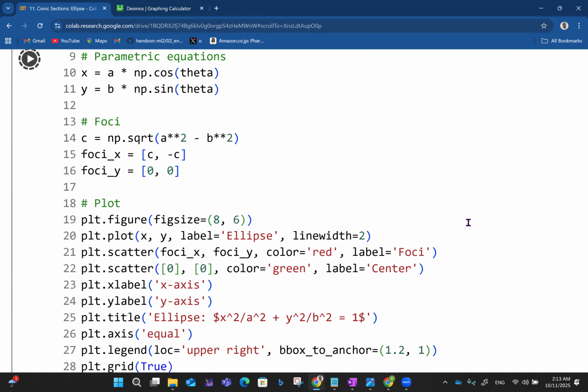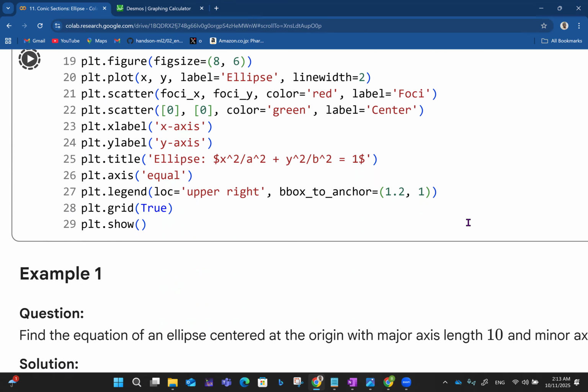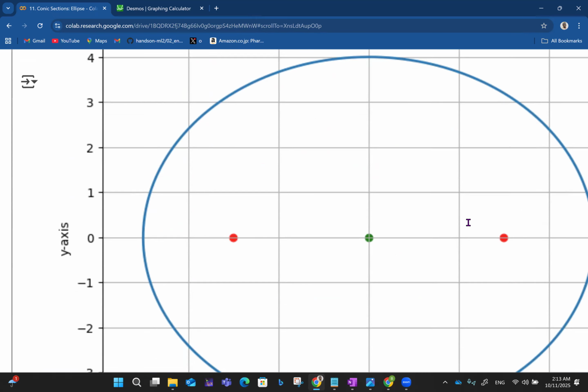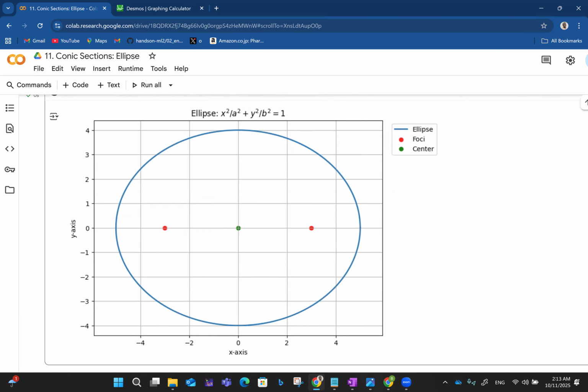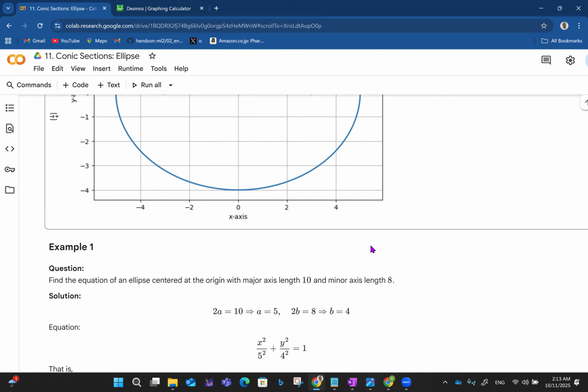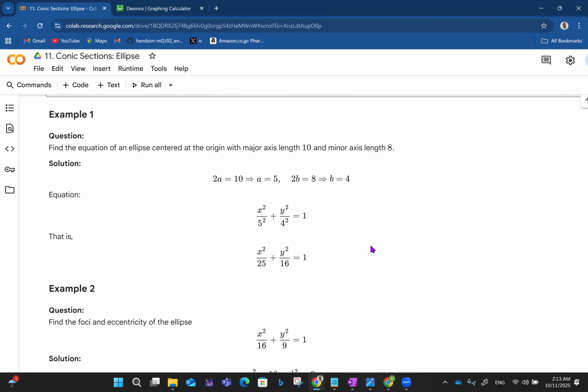So this shows some of the things we've been talking about so far. Yeah, so this is it now. You see the ellipse is the blue line, and then you have the foci. The foci are at these points, at minus 3 and 3. That's the foci, and the center is at the origin, 0, basically. So we have that. So let's take an example.